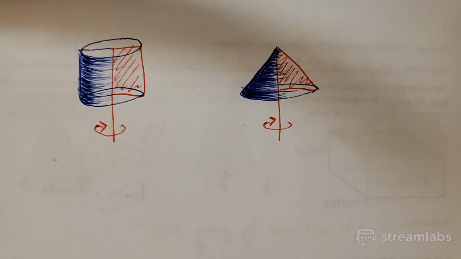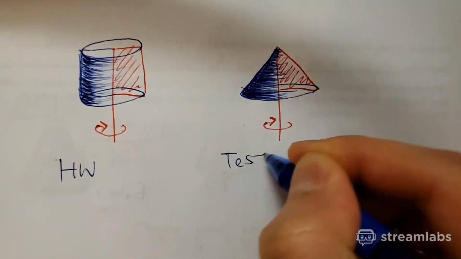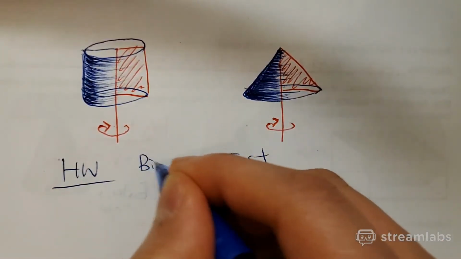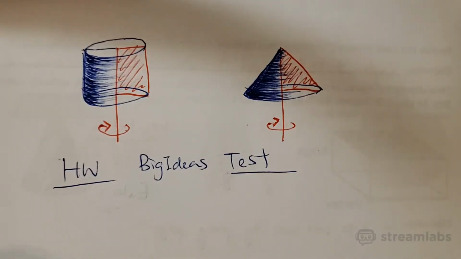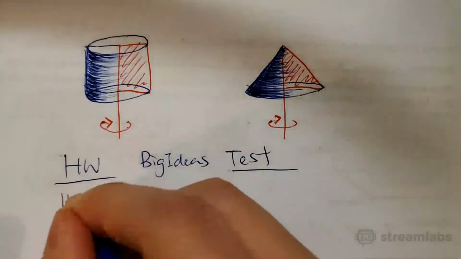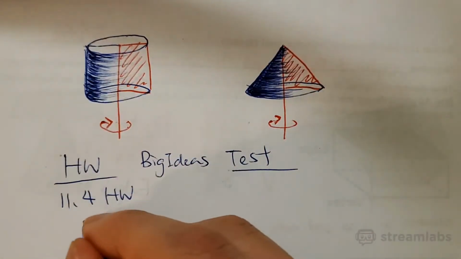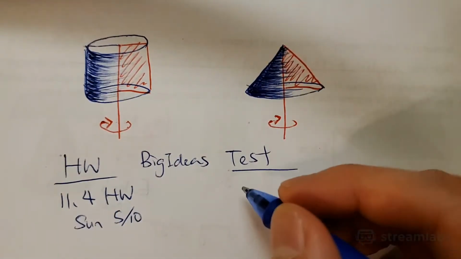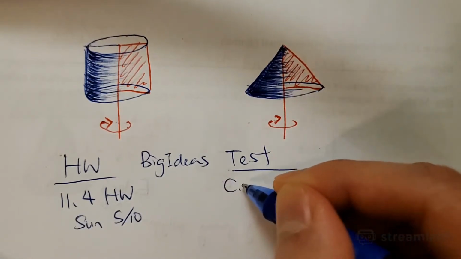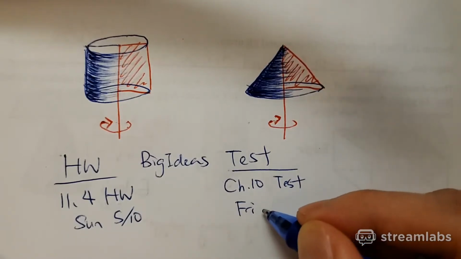All right, last part before we go, homework and test. Okay, both of them are big ideas. Time frame is slightly different. Homework is 11.4. Like I said, it's a relatively short homework. This is due Sunday, May 10th. And the test is chapter 10. This is on Friday, and it's open.